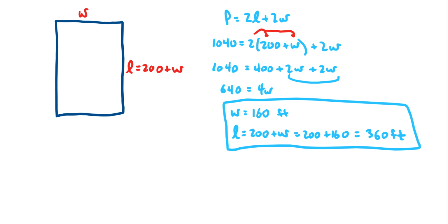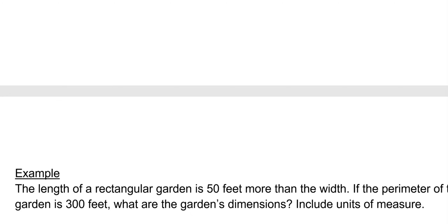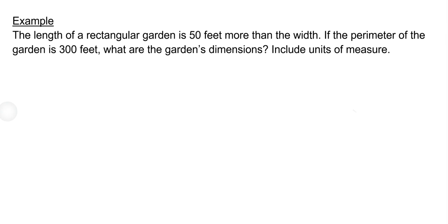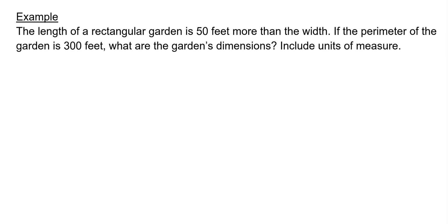Okay, so let's see another one that's pretty similar. The length of a rectangular garden is 50 feet more than the width. If the perimeter of the garden is 300 feet, what are the garden's dimensions? Include units of measure in your answer.